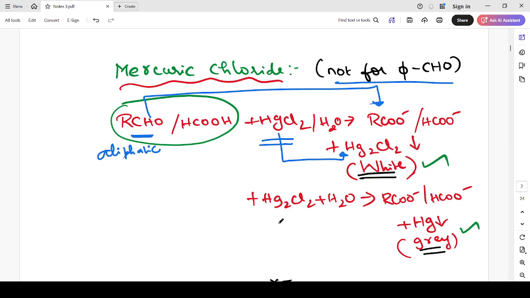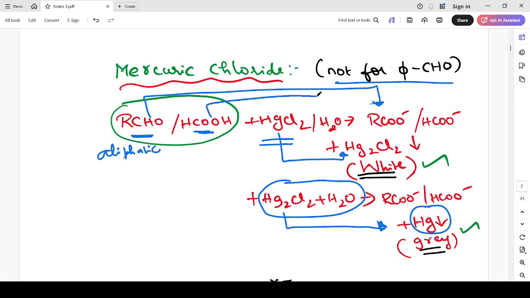If the reaction continues, Hg2Cl2 further gets decomposed to form Hg, mercury, which is gray in color. Not just aliphatic aldehyde, formic acid also does the same reaction, where you can see it is forming formate.